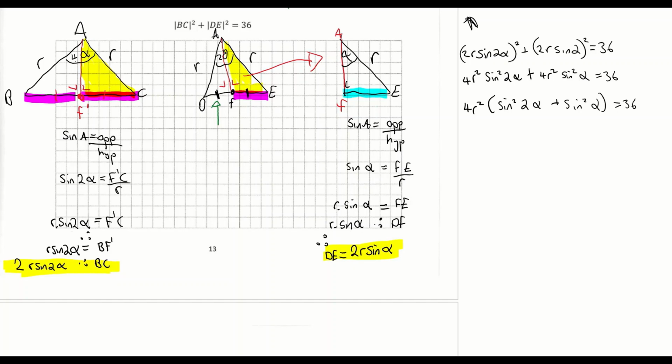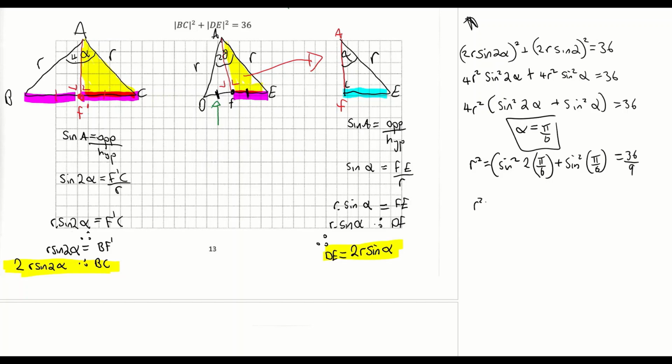I'm now going to sub in my alpha. Don't forget from part A, we know that alpha is equal to pi over 6. So I'm going to use that knowledge now, and sub in pi over 6 for alpha. You could have done this a lot earlier, but I'm only doing it now. I'm also going to divide both sides by 4 to eliminate that 4 here on the left hand side. So I have r² multiplied by sin² 2α, changing my alpha to pi over 6, plus sin² α, changing my alpha to pi over 6, is equal to 36 over 9.